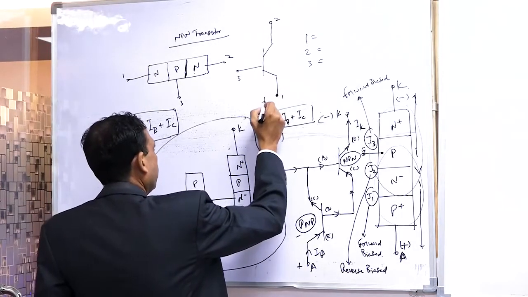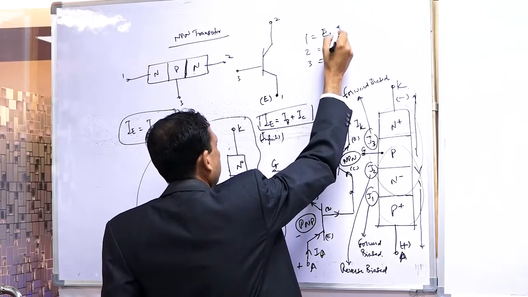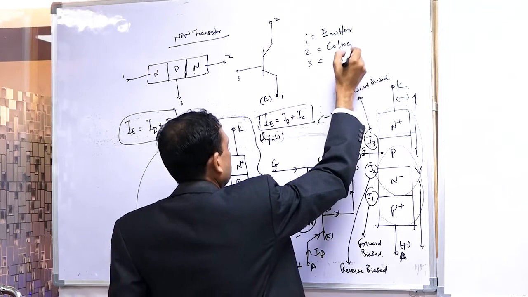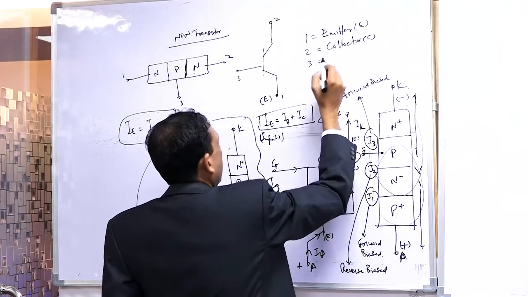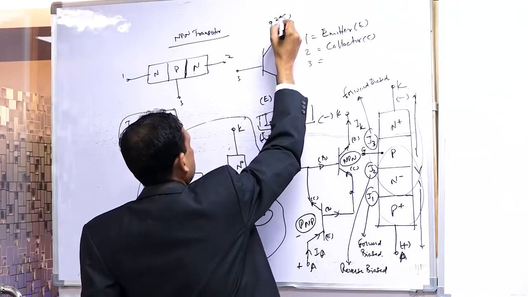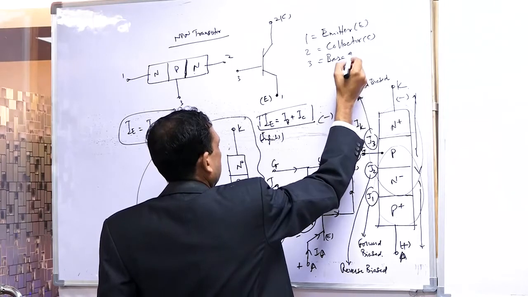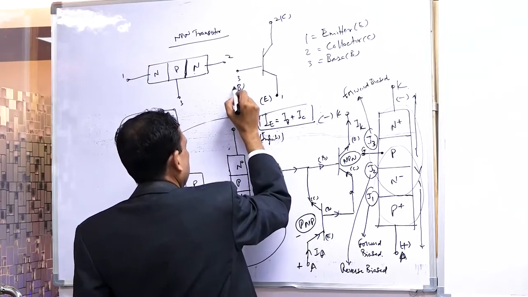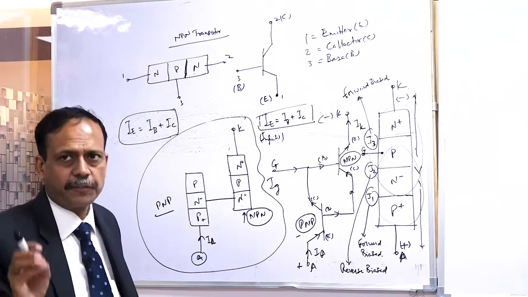One is the emitter. Just like in our PNP, this is the emitter. Second is the collector, C, and third is the base, B. All you have to do is just show the direction of currents.